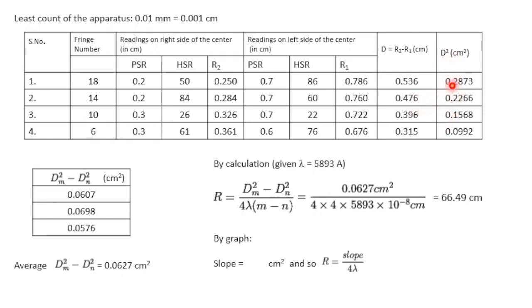Once you calculate the d square column, it's also easy to calculate the dm square minus dn square. So the 18th ring minus 14th ring of this value, 14th ring and 10th ring of this value, and 10th ring and 6th ring of this value. Okay, so that's how you get. You notice that these values are extremely close, they are not random, and so I know that I have done the experiment correctly, and so I can proceed further.